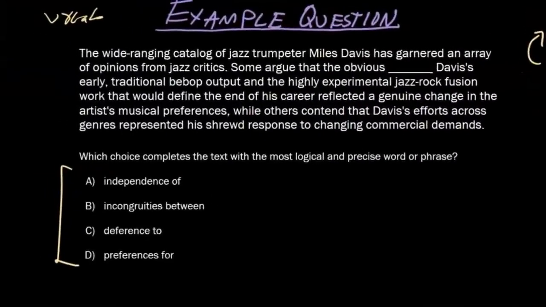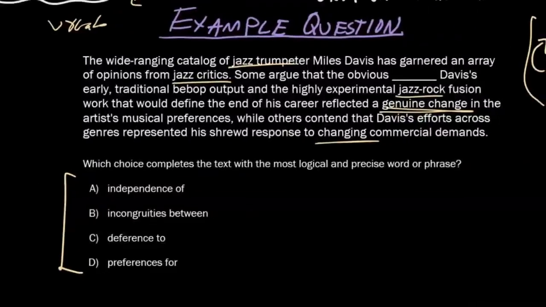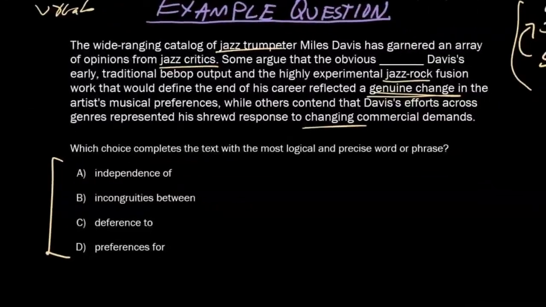So let's take a look at this example question. The wide-ranging catalog of jazz trumpeter Miles Davis has garnered an array of opinions from jazz critics. Some argue that the obvious blank Davis's early traditional bebop output and the highly experimental jazz rock fusion that would define the end of his career reflected a genuine change in the artist's musical preferences, while others contend that Davis's efforts across genres represented a shrewd response to changing commercial demands. So I emphasize the word changing here. Why? Because it appears twice, and it seems like that's forming our statement A, statement B here. So let's test our answer choices now.